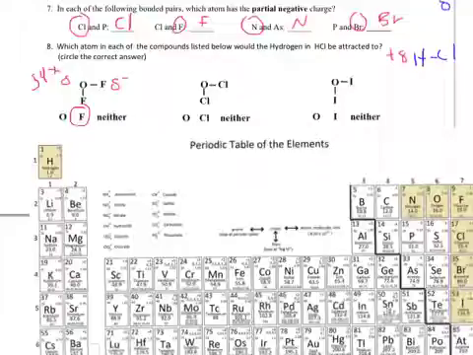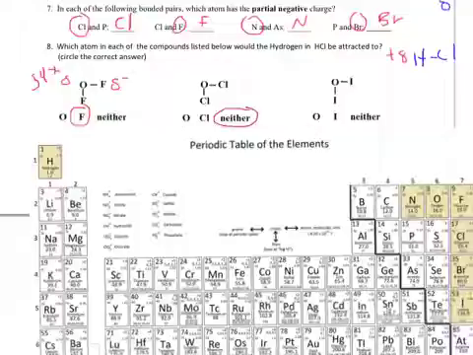Let's try the next one. We now have oxygen and chlorine. Oxygen is 3.44. Chlorine is 3.16. And in that case, what we find is the electronegativity difference is less than 0.5. That means that these are non-polar bonds. There's no partial charges, so there's no opposite to attract to. Hydrogen is neither going to be attracted to oxygen or chlorine because neither of them have partial charges. So the answer is going to be neither.